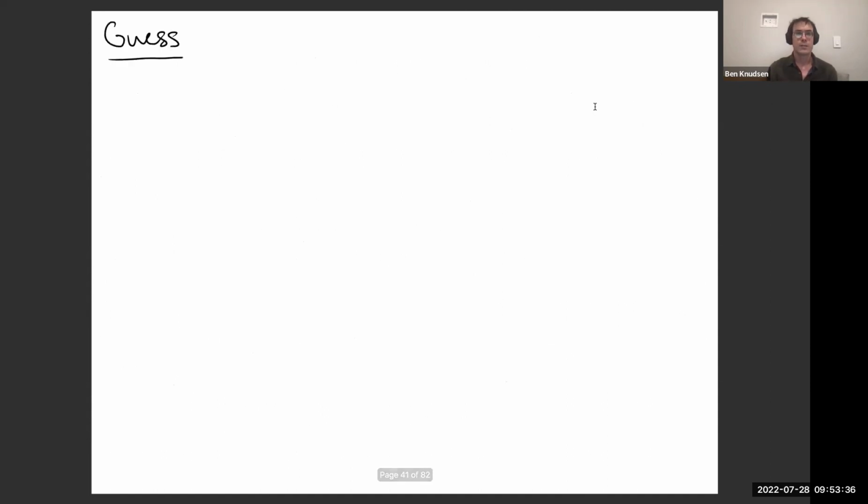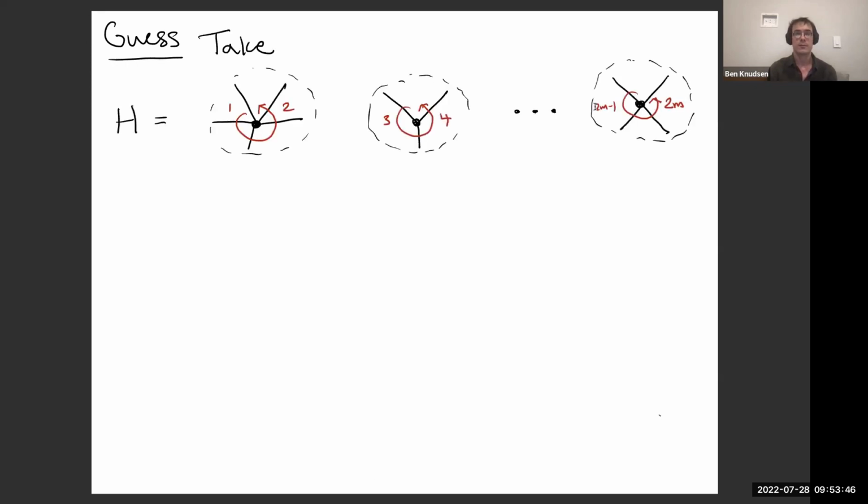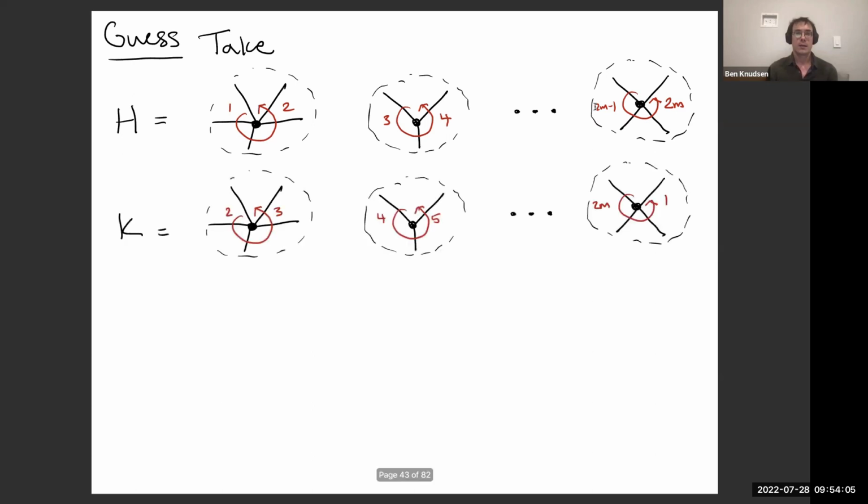Okay. So here's a guess. And this guess comes from thinking about the cohomology argument. The guess is that we should take our subgroup H to be particles 1 and 2 orbiting around essential vertex number 1 in some arbitrary ordering on the essential vertices, particles 3 and 4 orbiting around vertex number 2, and so on. And we should take subgroup K to be almost the same thing, except we change which particles orbit where. So we should have particles 2 and 3 orbiting at the first vertex, 4 and 5 at the second, and so on up to particle 2m and 1 orbiting at the last vertex.